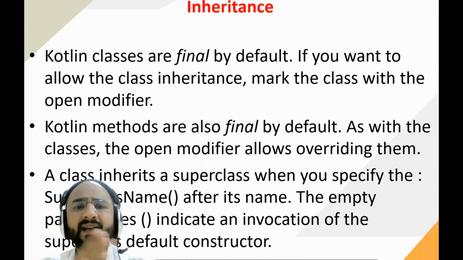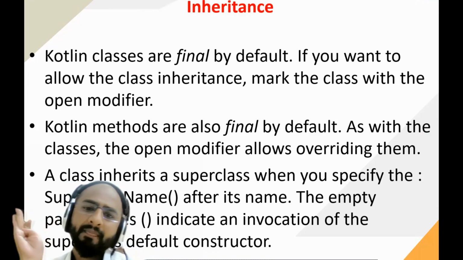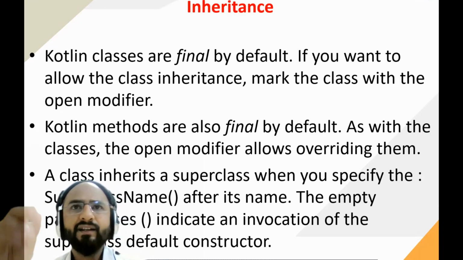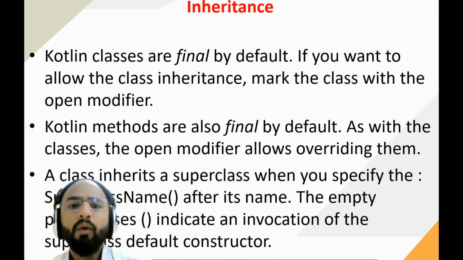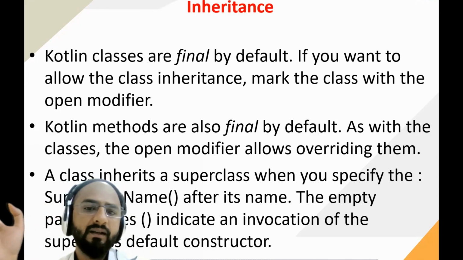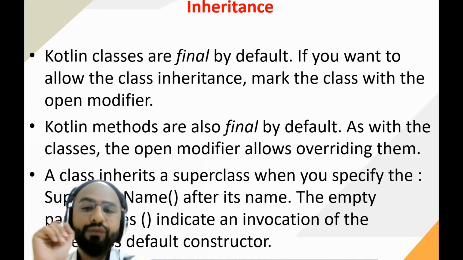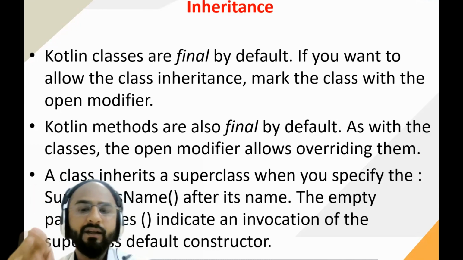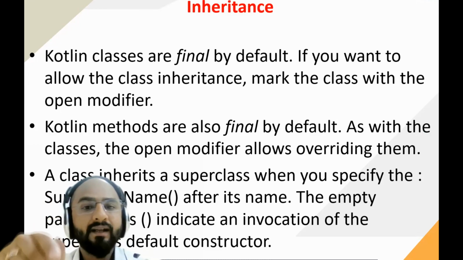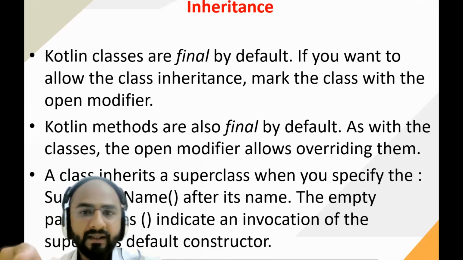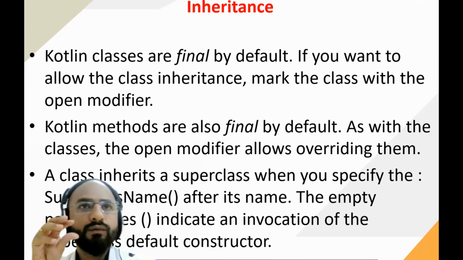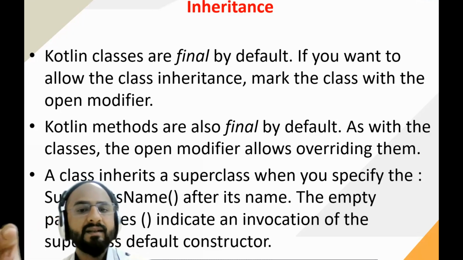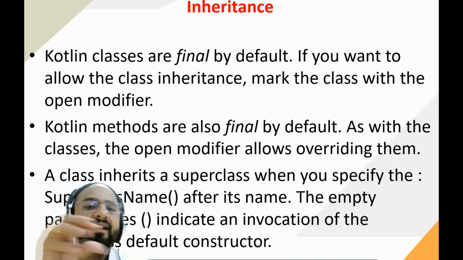Other than Kotlin, let's say for example in Java, all the classes that you are creating, that you are defining, will be open for all. It will not be final. Right? And if you want to make that class final, you need to declare that class final in Java. But in Kotlin, all the classes are final by default. Means if you are creating a class, this class will be final by default.